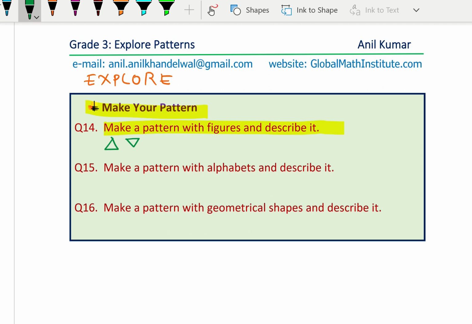Okay. Question number 15 is make a pattern with alphabets and then describe it. And question number 16 is make a pattern with geometrical shapes and describe it. Well, you could do that. Geometrical shapes, you understand? Triangles, squares, correct? So you could add a line to your shape and then you get different geometrical shapes. You could do that. So those could be few more.